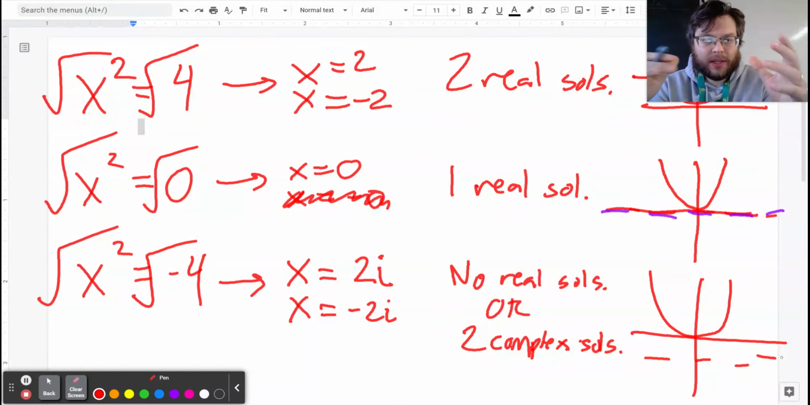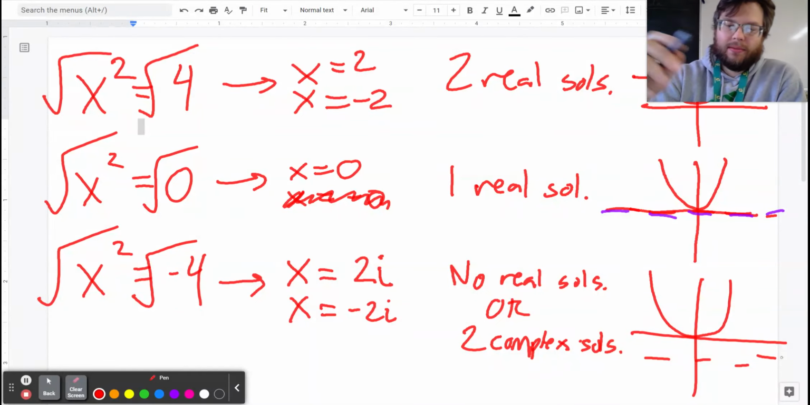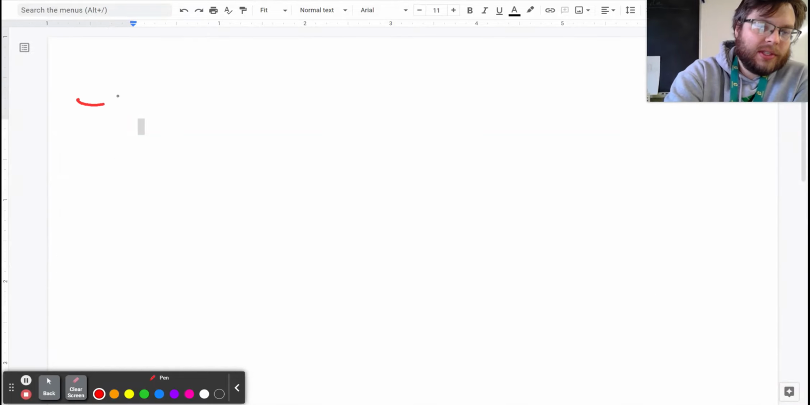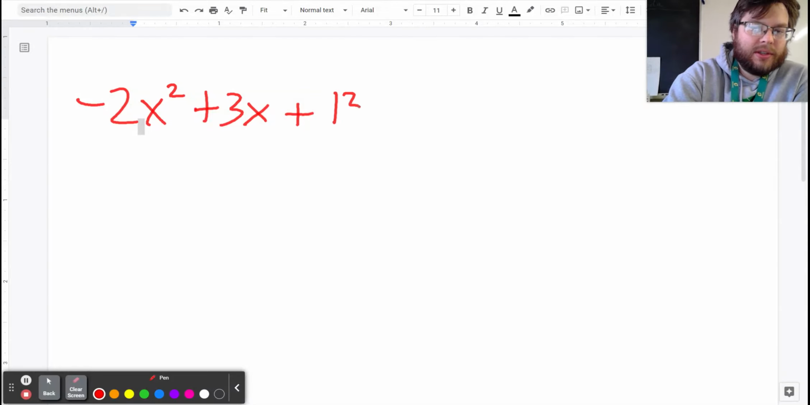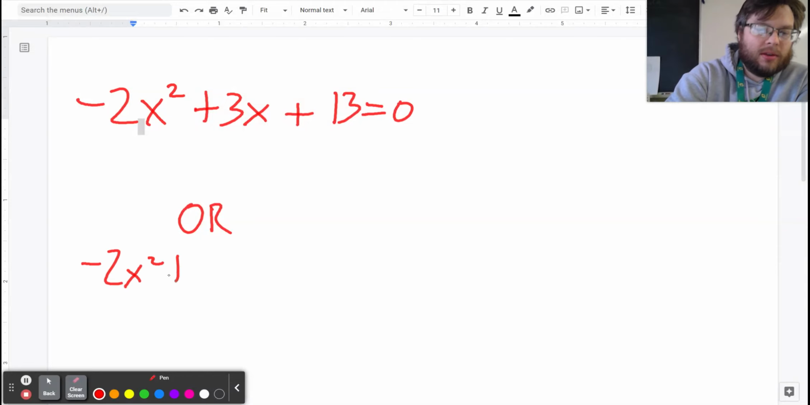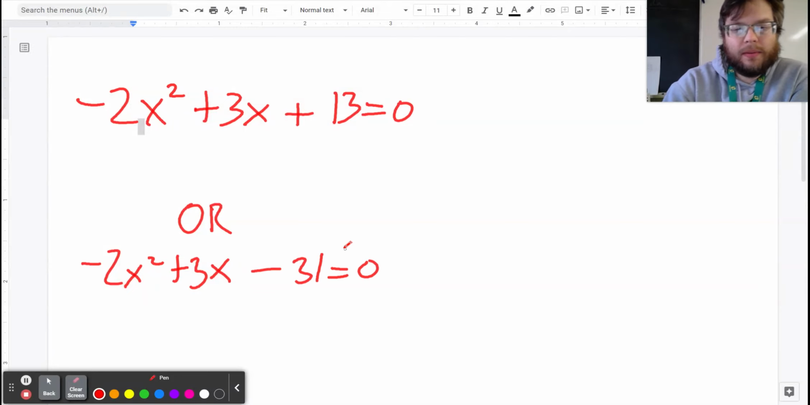So this can show up in a simple example like this. It can also show up in more complicated examples, like, for example, if you're trying to solve with the quadratic formula. So let's look at two examples here. Something like negative 2x squared plus 3x plus 13 equals 0. I know what kind of situation that will be. Or negative 2x squared plus 3x minus 31 equals 0.